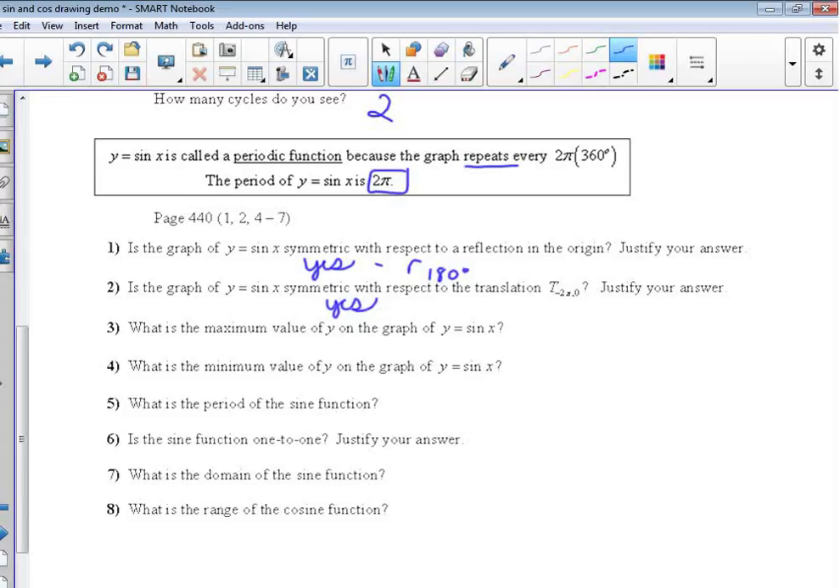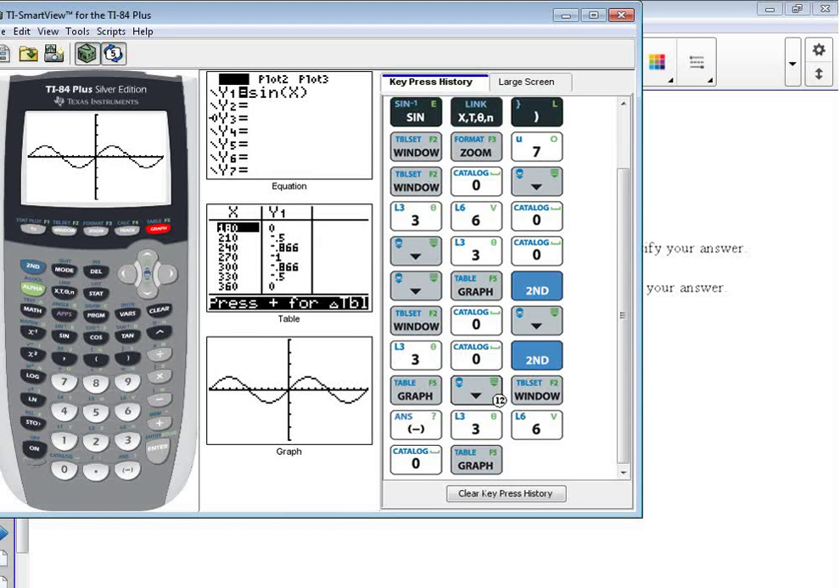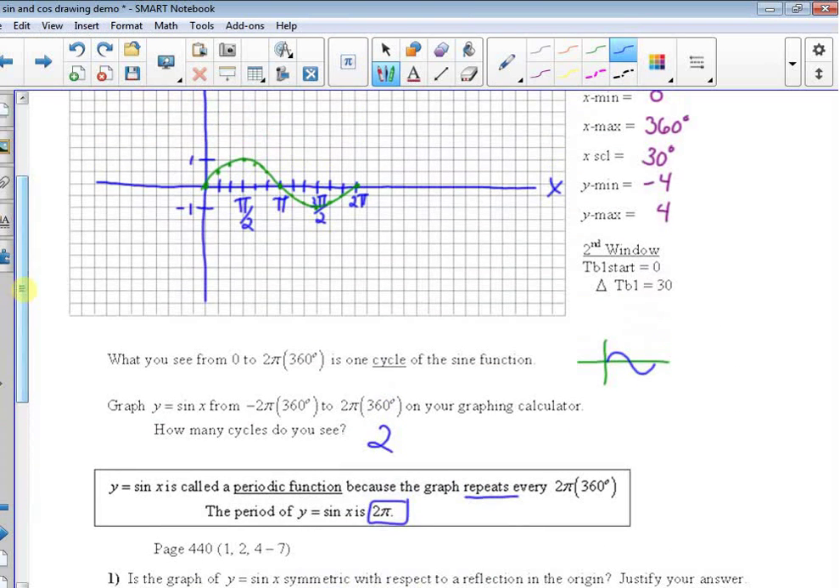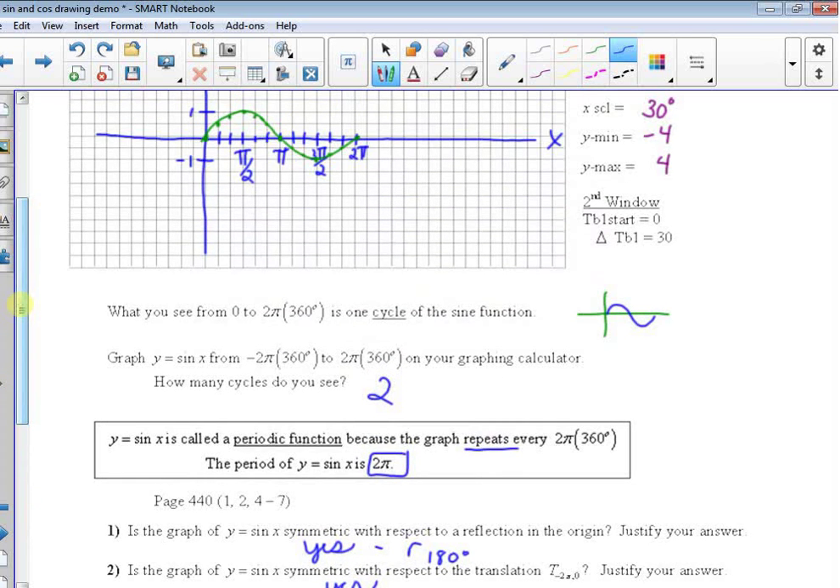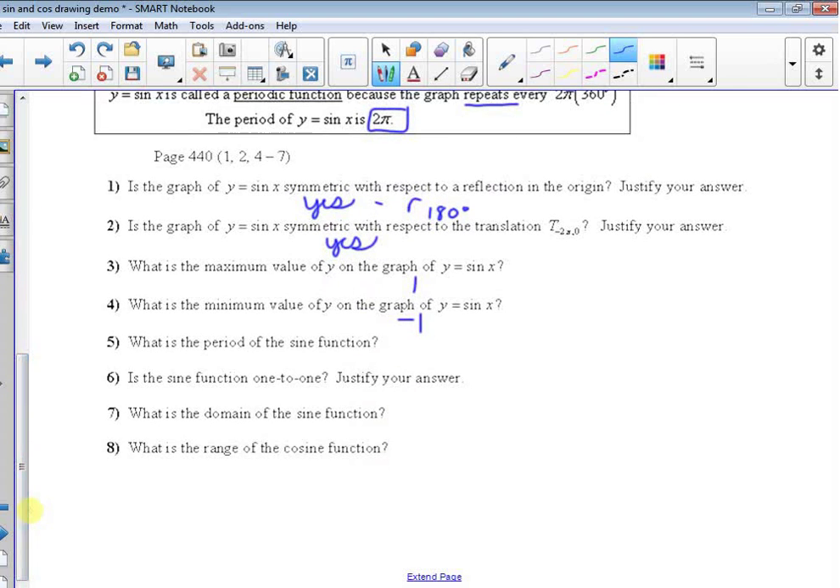What's the maximum value of y on the graph of y equals sine x? If we look at our graph, our maximum value looks like it's 1. What's the minimum value? The minimum value is negative 1. What's the period? We just said the period is 2 pi. Is the sine function 1 to 1? No, it does not pass the horizontal line test.